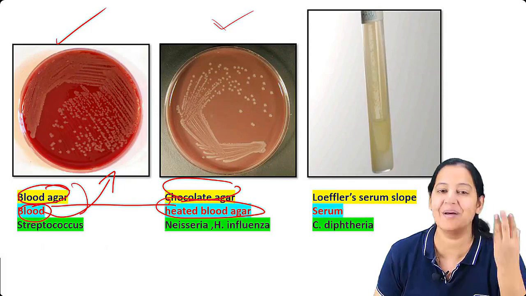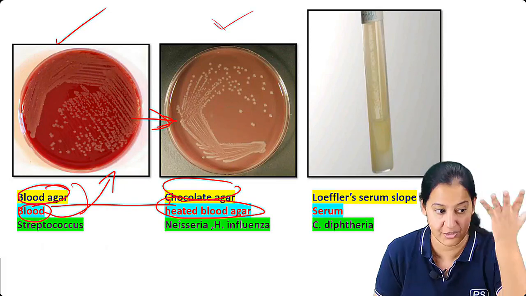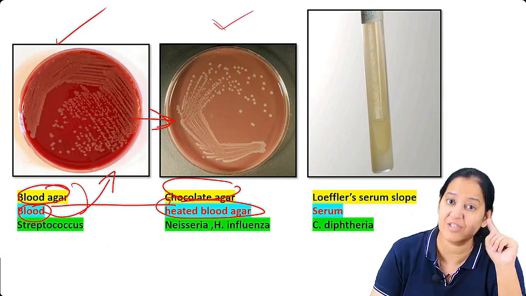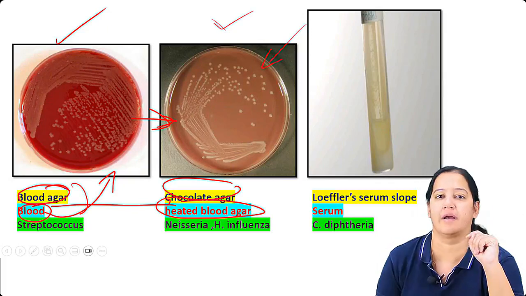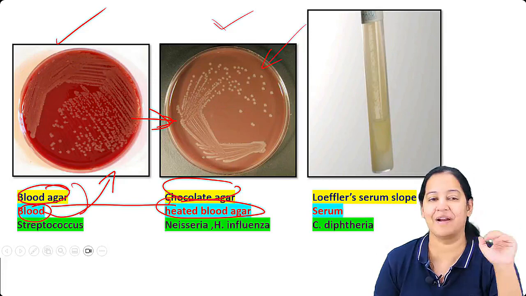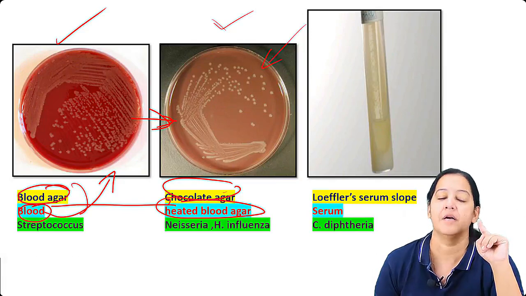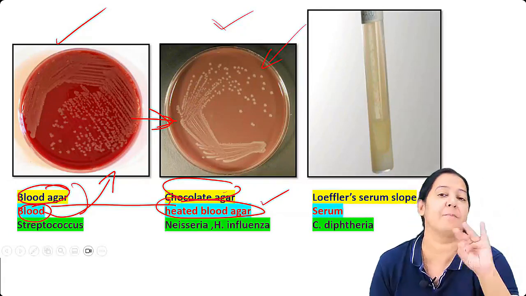Once you heat the blood, the RBC will dissociate. I mean, the RBC will rupture and become brown in color. So the color is chocolatey brown. That's why it is known as chocolate agar. Blood agar contains blood. Chocolate agar doesn't contain chocolate. Chocolate agar also contains blood, but it is heated blood. So since it is blood, it is also an example of enriched media.